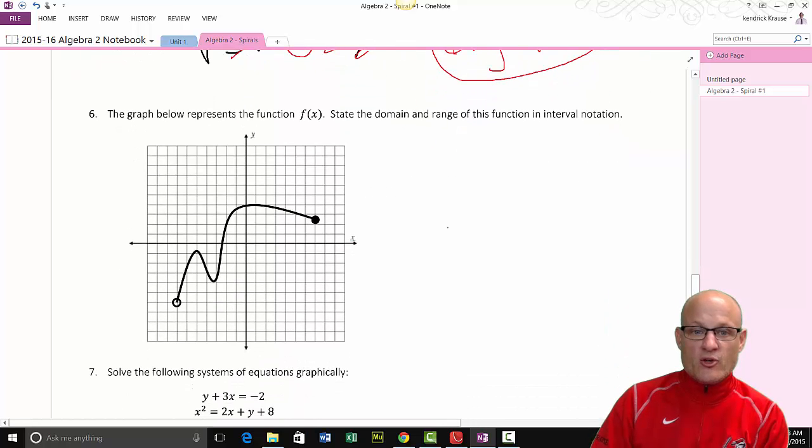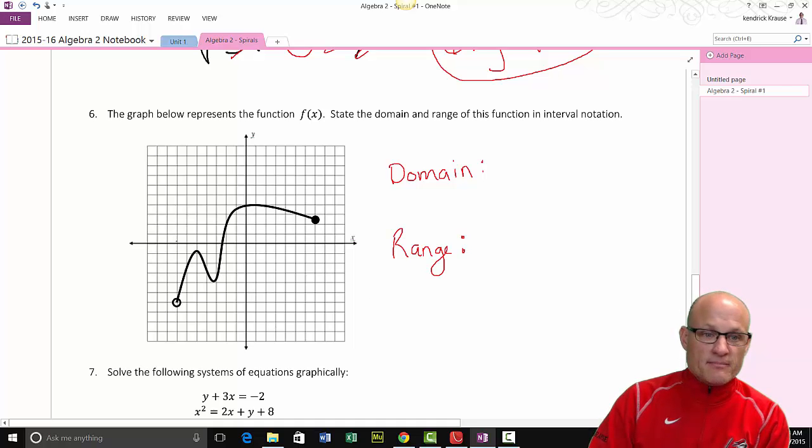Moving on, kiddies. Domain and range. You can't just write answers. You have to label them. Domain. Range. All right. So domain goes from left to rightmost. So that's from negative 7, not including because it's an open circle, so negative 7 all the way over to positive 7, but it includes positive 7.